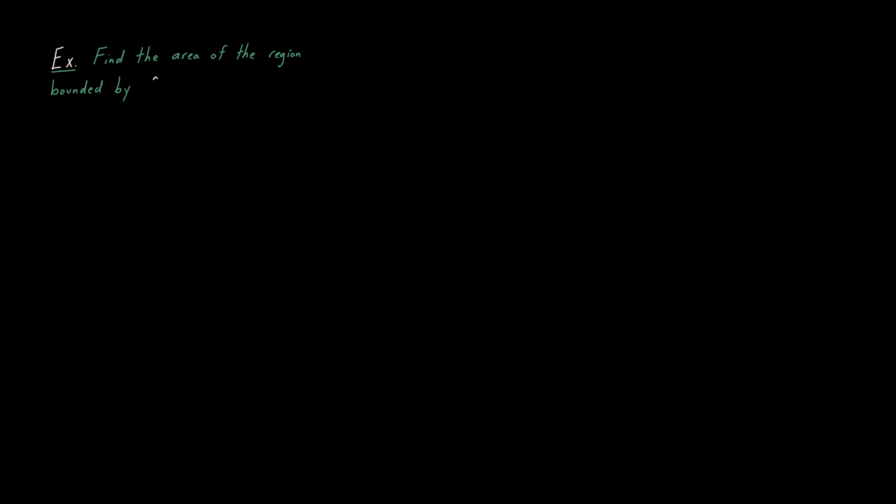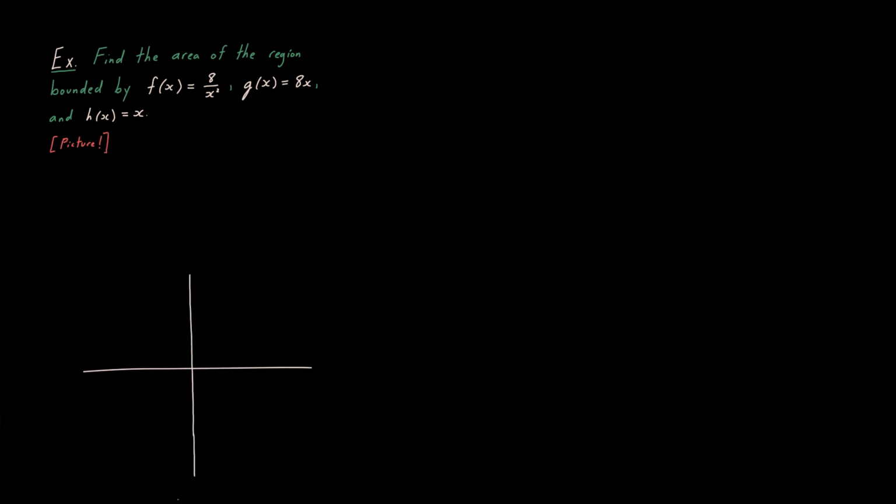Now, let's do another one. This one's a bit of a party. There's going to be quite a bit going on, and a picture becomes practically necessary. We could do it with interval testing, but it would just be an analysis overdose. We've got 3 things, 8 over x squared, and then 2 lines, 8x and plain old x. Picture time, picture time.